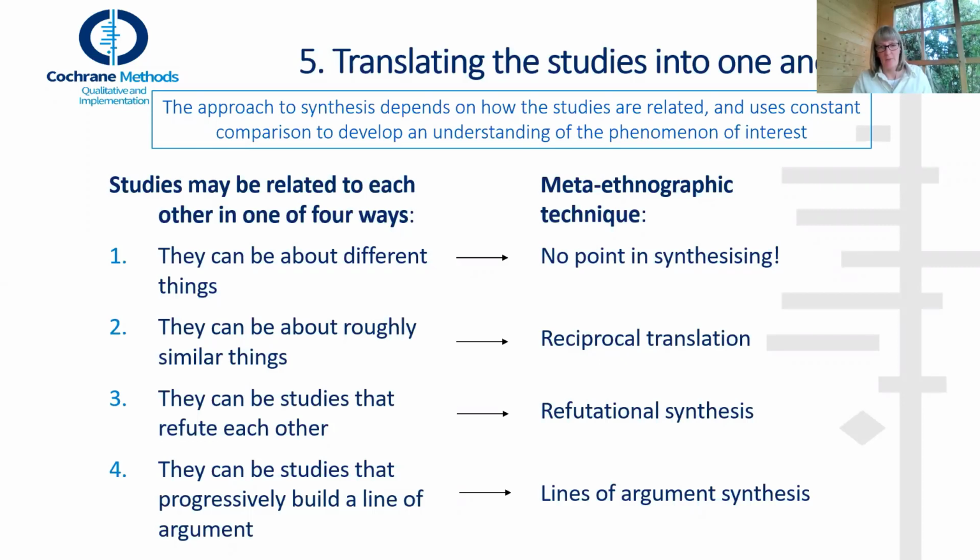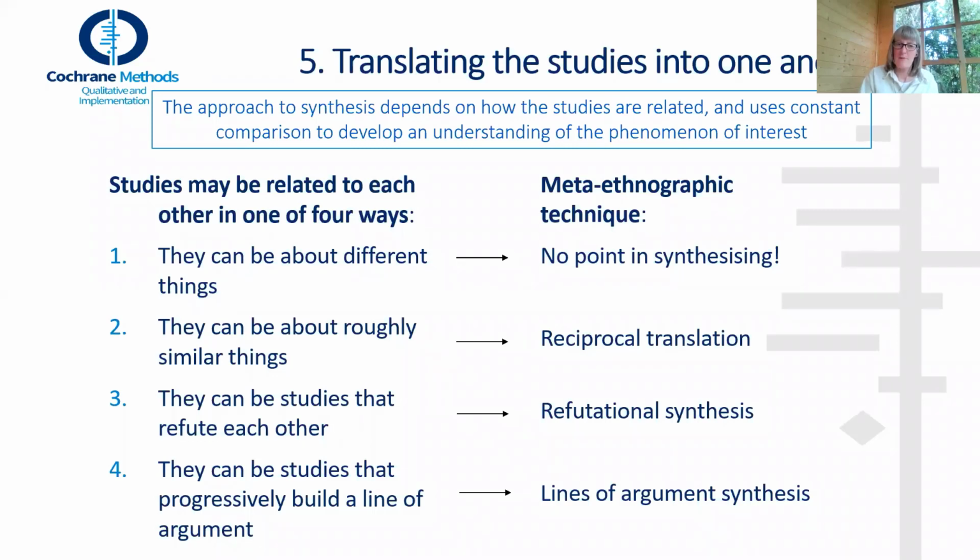So then Noblit and Hare talk about reciprocal translation, which is where studies are about roughly similar things. So all the concepts reported in those studies are roughly similar. And this is where you can undertake a reciprocal translation. So actually, how are the findings in this particular study similar to the findings in the next study?